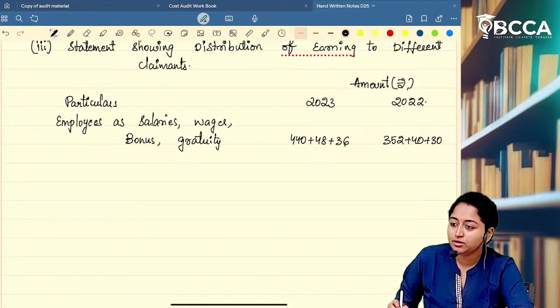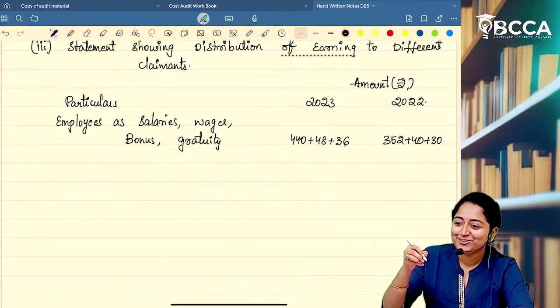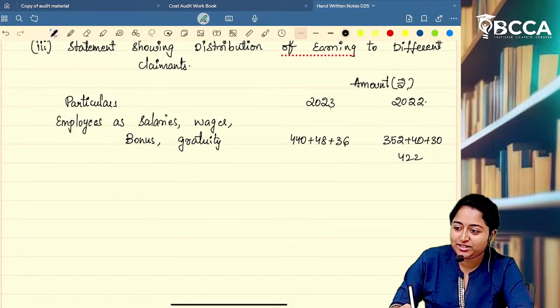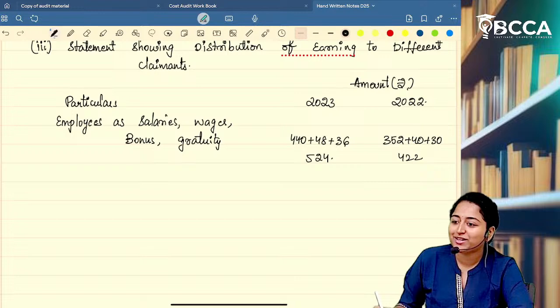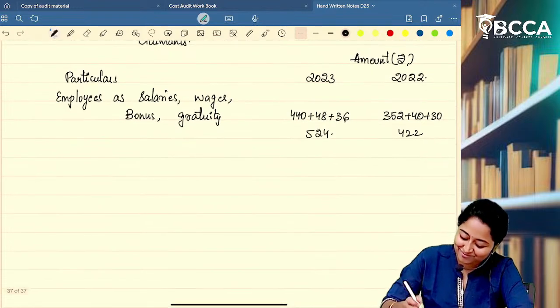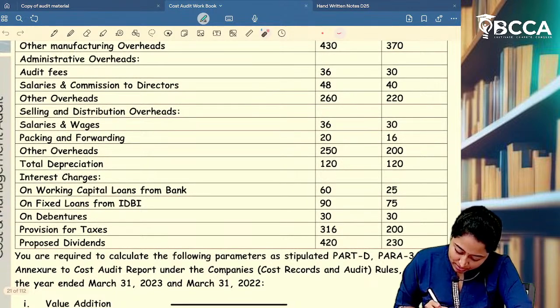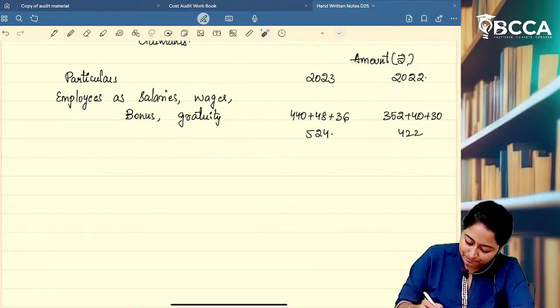Which is 420? 2023 or 2022? 422. 2023. Okay. Now, after that, shareholders' dividends, 420 and 230.